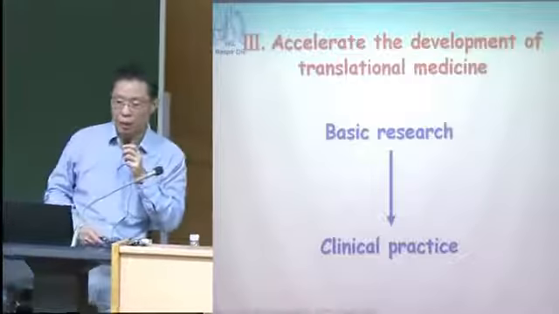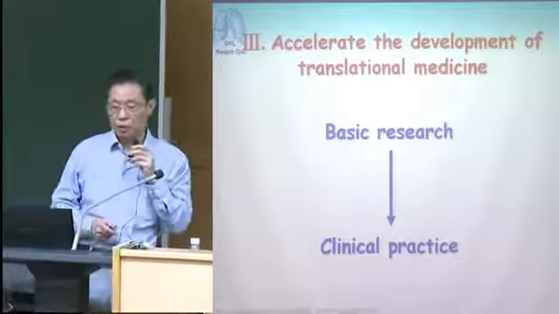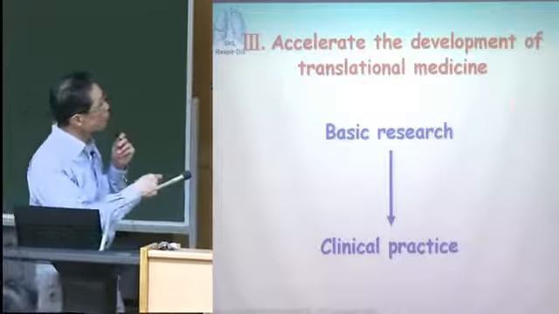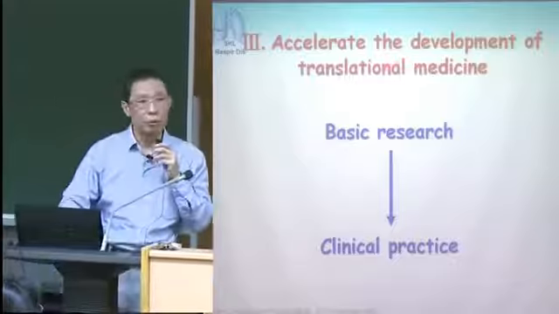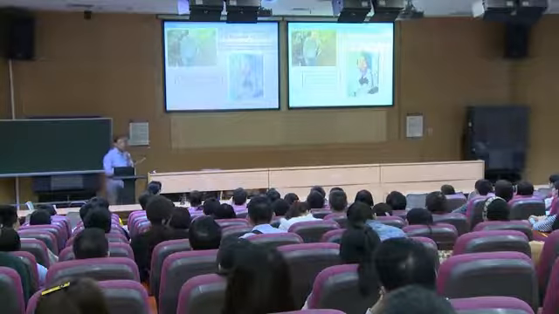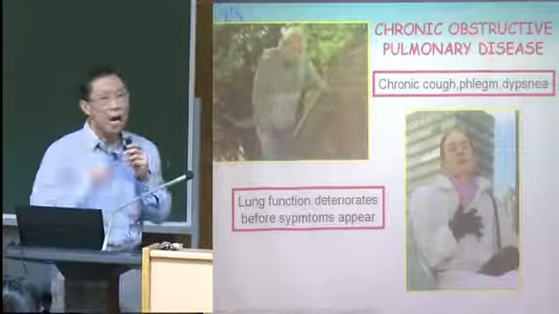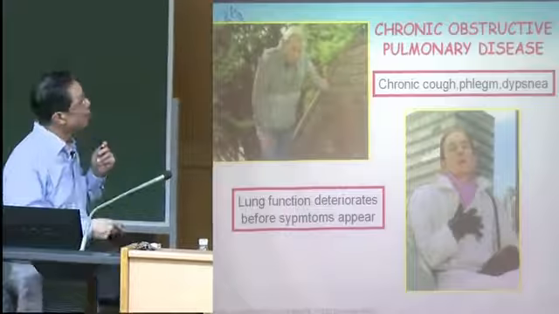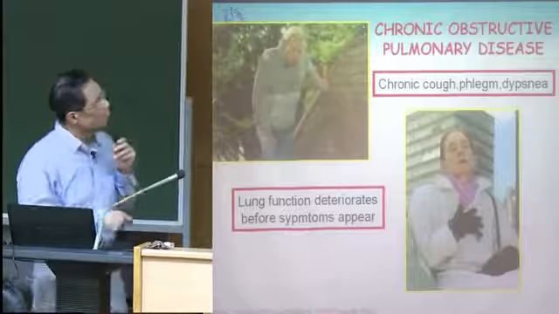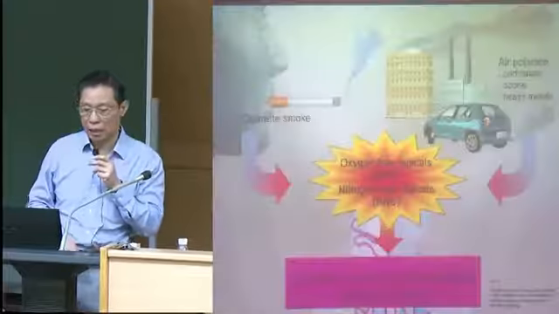The third point of the concept is to accelerate the development of translational medicine, bringing basic research into clinical practice. That's very important nowadays in the world. As an example, this is the patient with chronic obstructive pulmonary disease, which has very high mortality and prevalence in China and over the world. They have a lot of symptoms and so on. So we have studied the mechanism of this kind of disease.